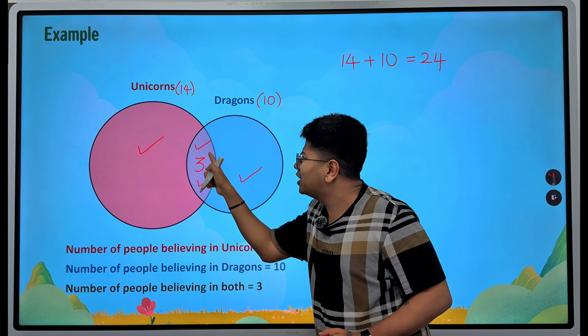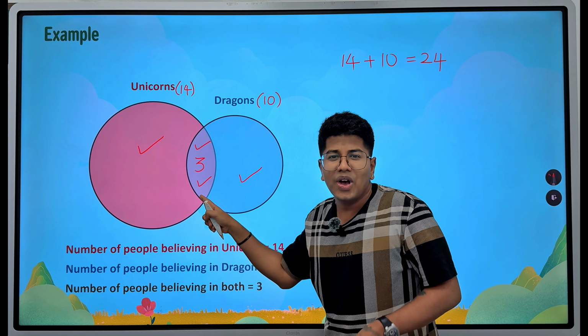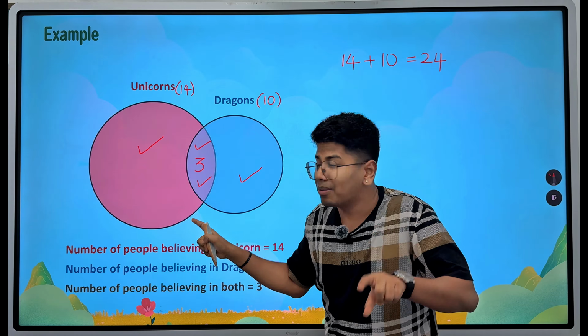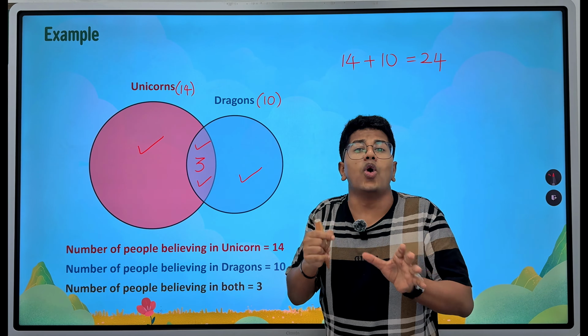Oh, we can observe this 3. This 3 has been counted how many times? Oh, it's been counted 2 times. Do we need 2 tick marks? No, we need to calculate the total number of students.